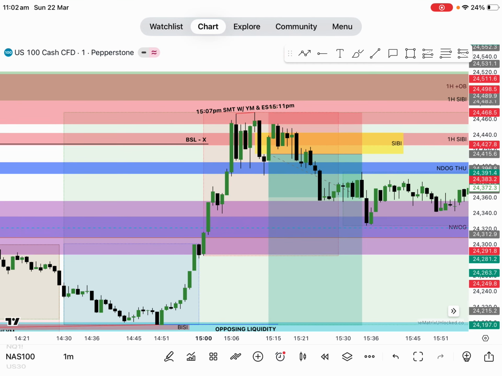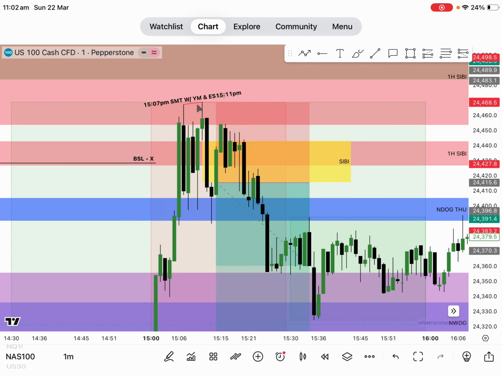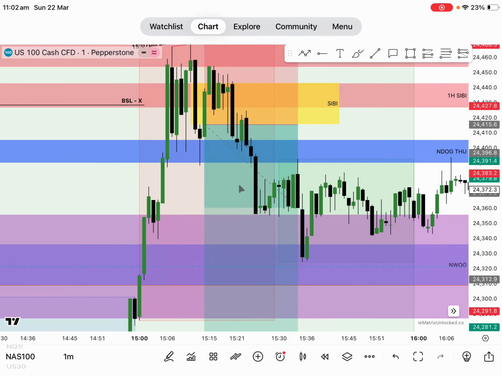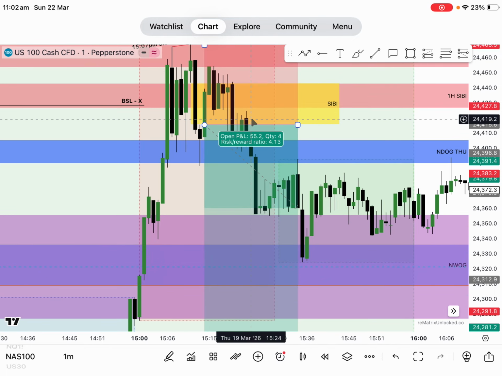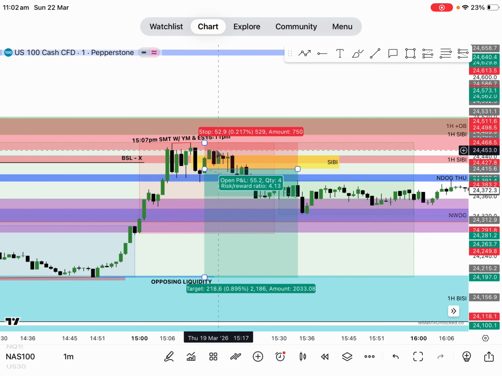Then comes, look, then comes 15, which is 3 o'clock, 3 p.m. Buy side liquidity is taken. See the SMT, first presented fair value gap. Risk to reward ratio is 4.13. Boom, look, opposing liquidity right here. Stop loss right above the first candle.